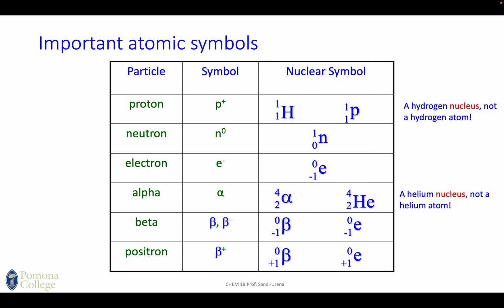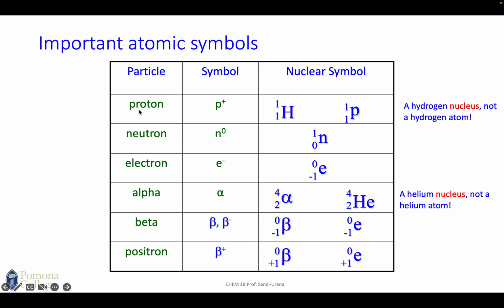We have here 6 or 7 different particles, actually 6, because we gave the same thing 2 different names here for the electron and the beta particles. They are the same equivalent, but we use 2 different names depending on what's happening. So we have the particles, we have the symbols that we've used before, and we have the nuclear symbols.